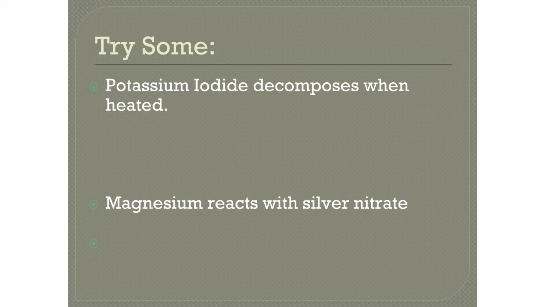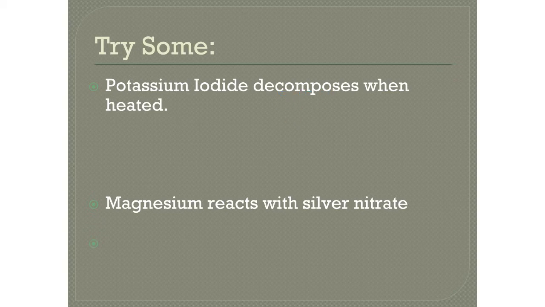So let's try our first one. And again, you'll need to have your periodic table handy with you as we go through this. In our first example, we just have potassium iodide is decomposing when heated. So the only compound that we have is this potassium iodide. And we know that it is decomposing, and so we can predict that this is a decomposition reaction.